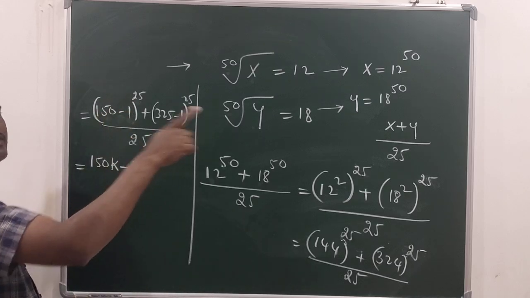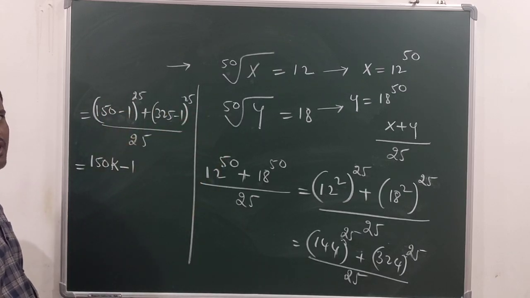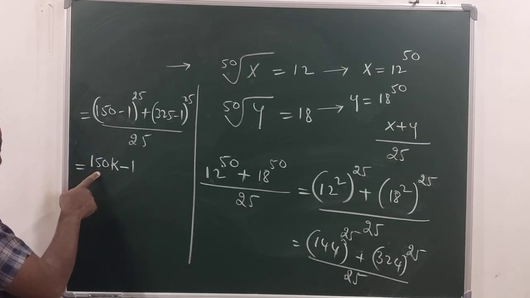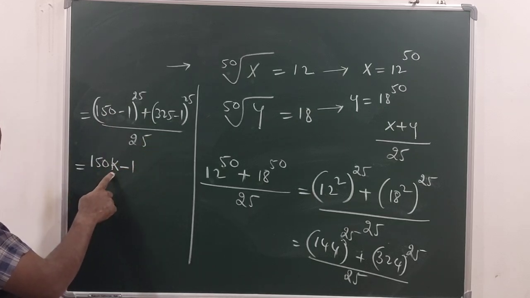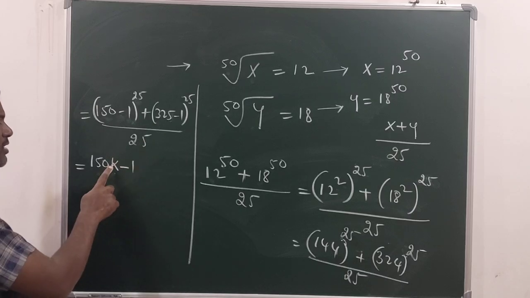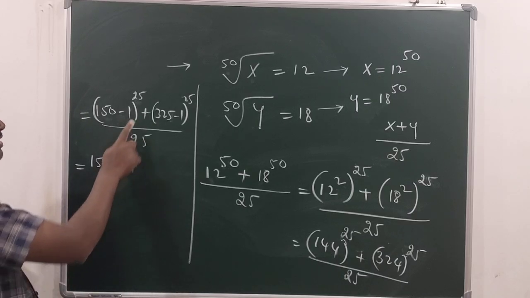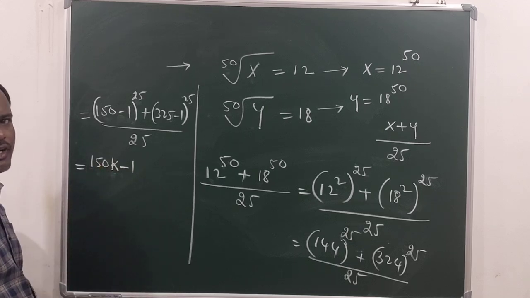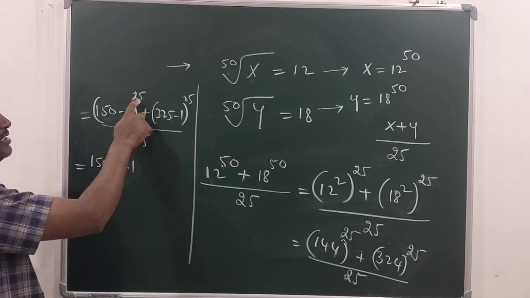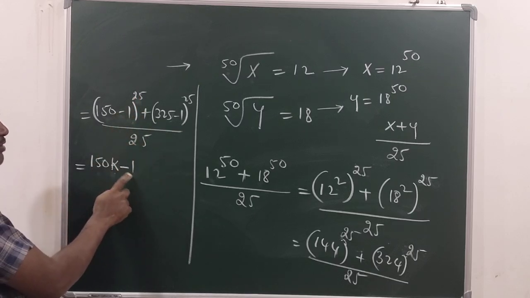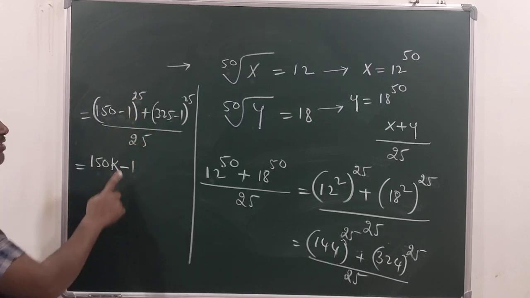Okay, in the expansion there will be 26 terms. Among the 26, from the first 25 you can take 150 common, and inside you will get an integer. You get some expansion that should be represented with an integer k. In the last term, minus you will get. Why? Because this exponent is an odd number, here minus is there, hence you will get minus 1.